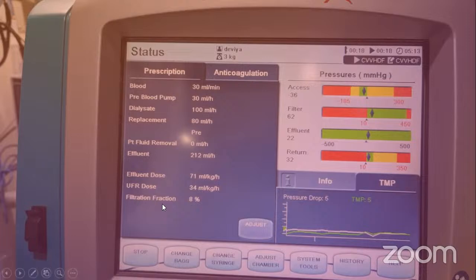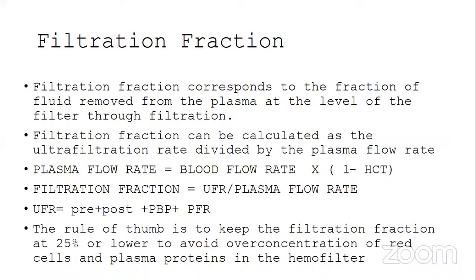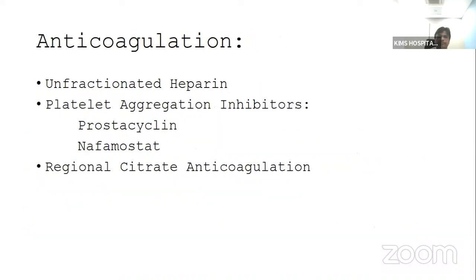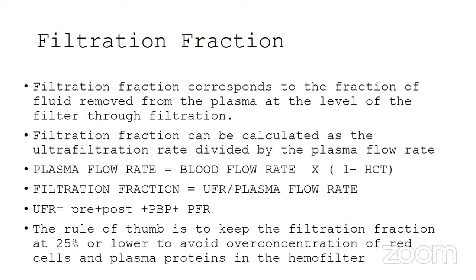We can see here a filtration fraction of around 8%. What is this filtration fraction? It corresponds to the fraction of fluid removed from the plasma at the level of the filter through filtration. The filtration fraction is the ultrafiltrate rate divided by the plasma flow rate. The ultrafiltrate rate includes pre and post replacement fluid, PBP, and patient fluid removal. The rule of thumb is to always keep the filtration fraction less than 25%. If it increases, the risk of clots in the filter increases. Ultimately, we have to prolong the filter life, so consider keeping it less than 25%.